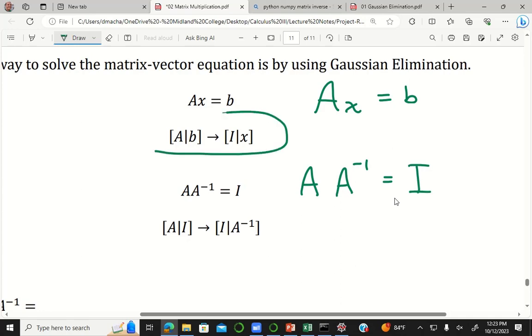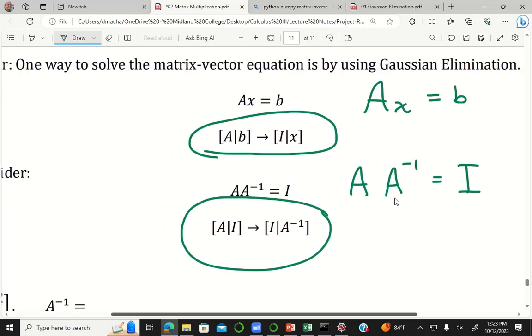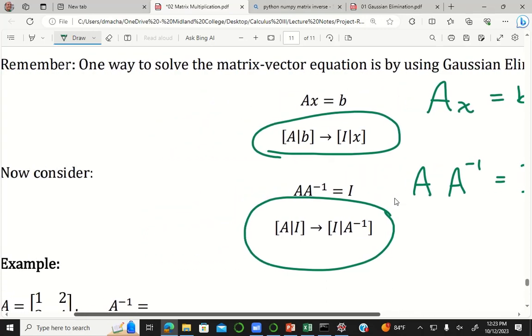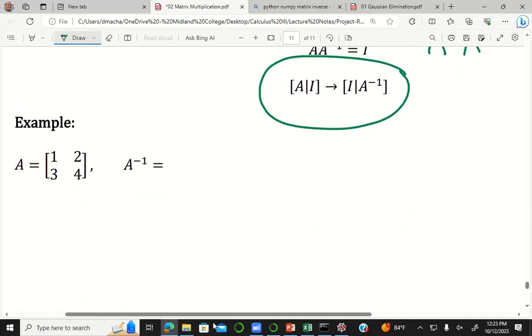Well, just use this formula, but replace the B with an I, and then replace the X with A inverse. And what this tells us is if I make a little augmented matrix where I take my matrix A and augment it with the identity matrix, and then I do Gaussian elimination to it, I can get a new augmented matrix where it's the identity matrix augmented with my inverse matrix. Okay, so let's try that.